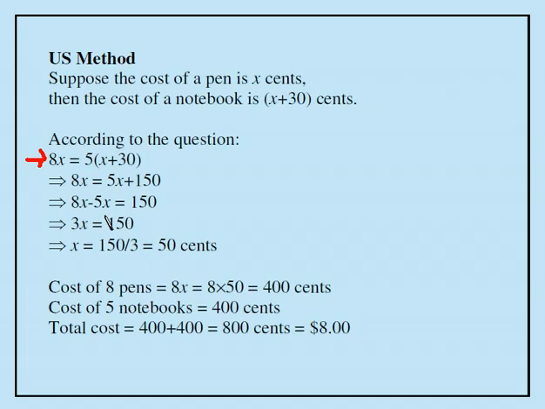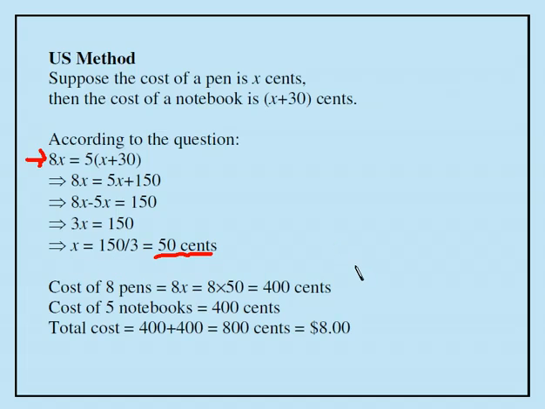I moved the variables on the same side. I have 8x minus 5x here is equal to 150. 8x minus 5x is 3x. 3x is equal to 150. Divide both sides by 3, and x turns out to be 50 cents.